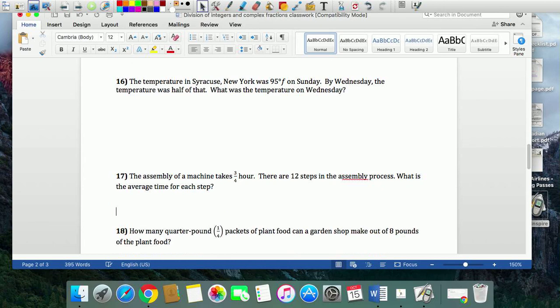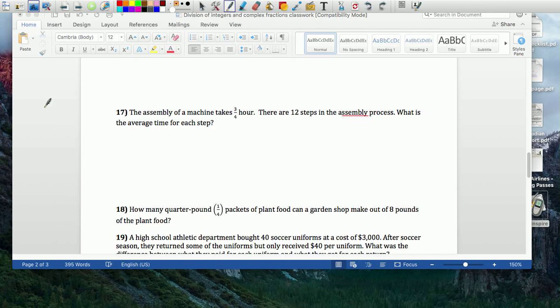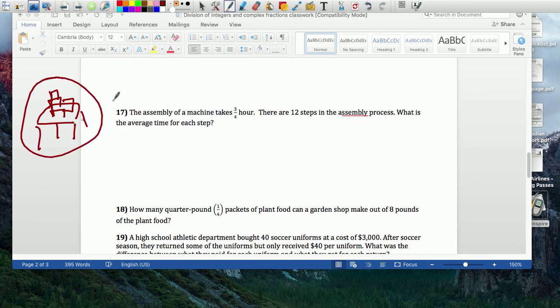The assembly of a machine takes 3/4 of an hour. So to build a machine, let's just make this a machine, right? There's a lot of complicated things, so let's make that a machine. Right, so building this takes 3/4 of an hour or 45 minutes. There are 12 steps in the assembly process. So to make this thing over here, I have to follow 12 steps. What is the average time for each step?